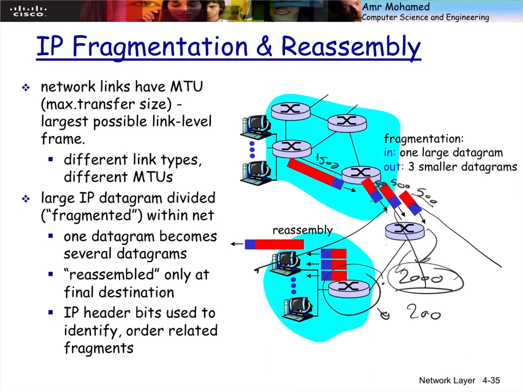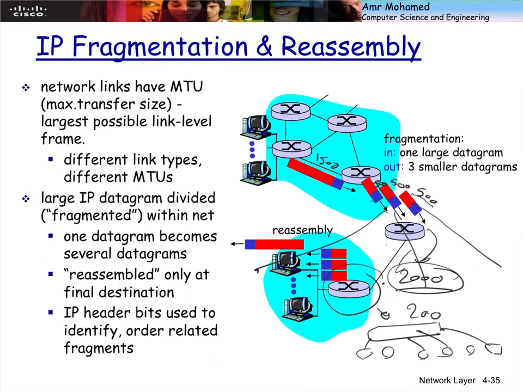The reassembly will be done once at the very end, at the end system, not at the intermediate routers. At the end system, the route has ended, so I should logically wait for all the fragments. I have all the fragments coming in. They may come unordered, so I have to get them and group them into one IP packet, then I will send it to the transport layer.